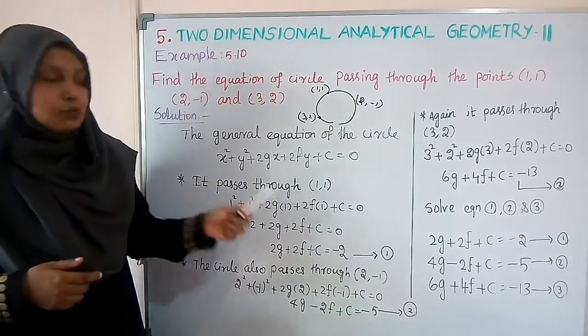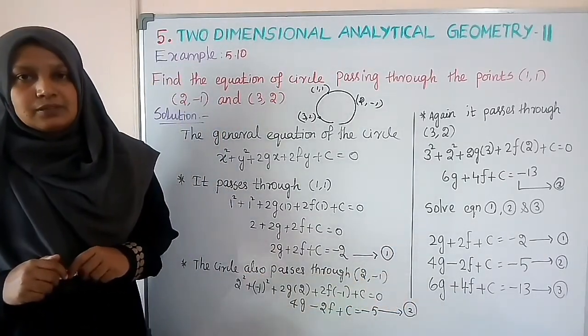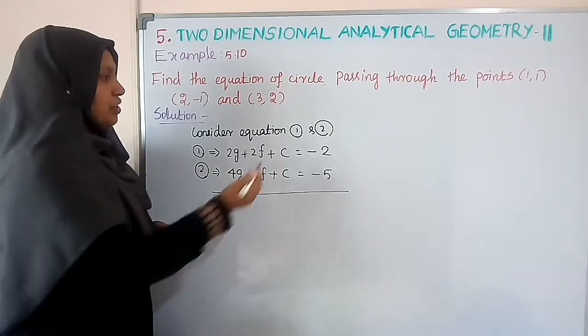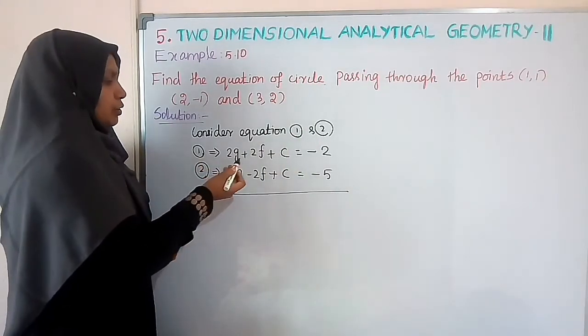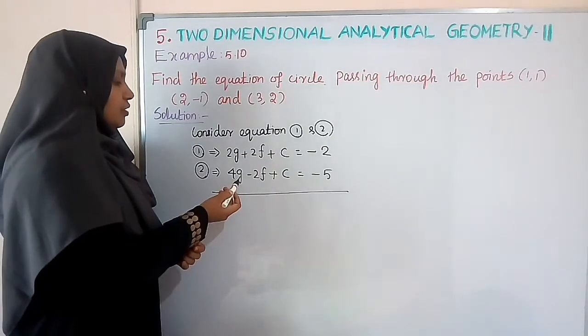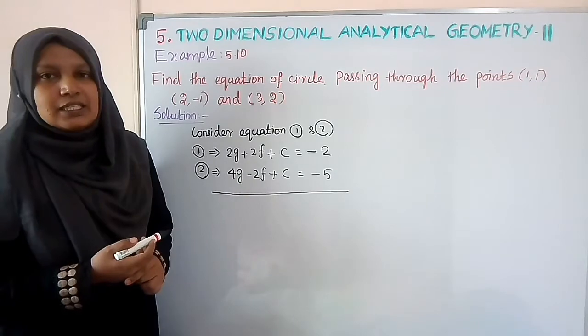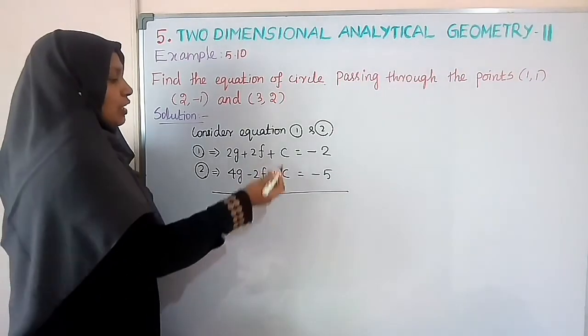Yes, we can see how to solve these three equations using the elimination method. Now consider equations 1 and 2. First equation: 2g + 2f + c = -2, and second equation: 4g - 2f + c = -5. Okay, now I am going to eliminate c.